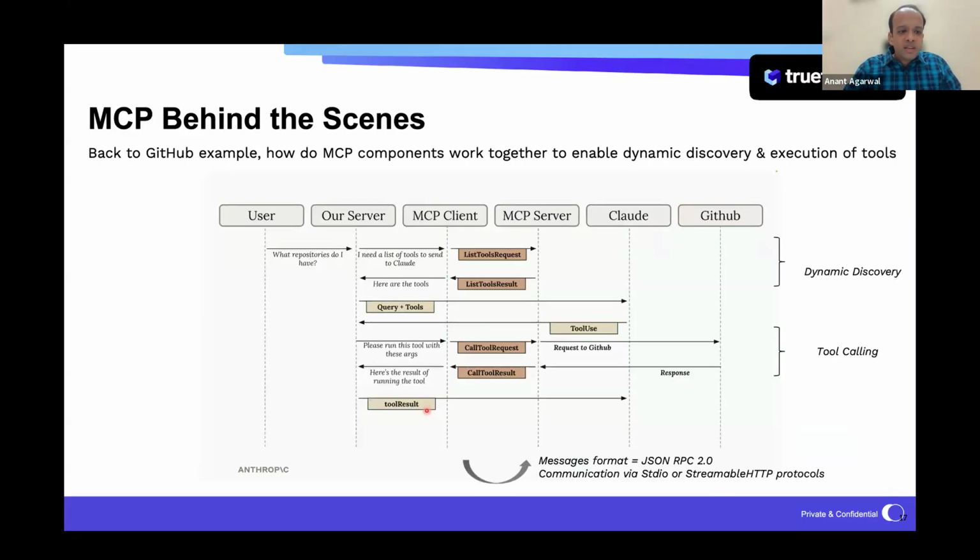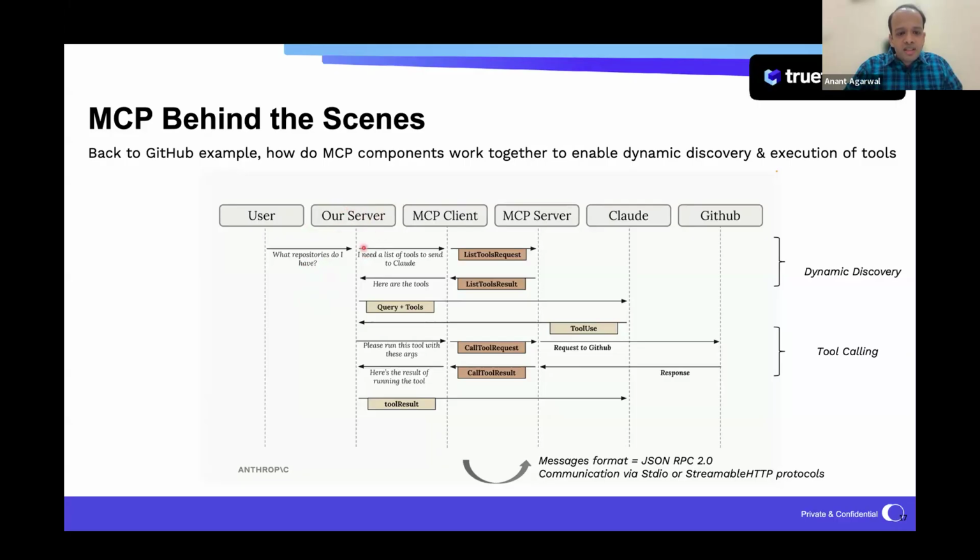Now, let's go back to our GitHub example. And the question from the user is, what repositories do I have? Now, what we are going to do here is walk through what is happening behind the scenes and where MCP is actually coming in and what would happen without MCP. So if you ask this question, what repositories do I have?